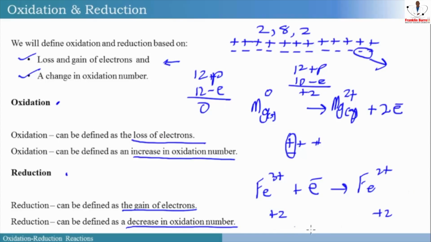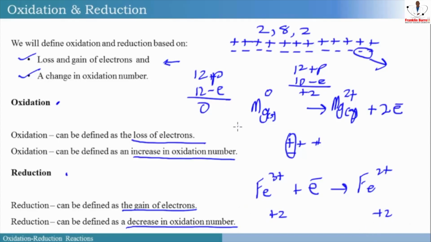Now don't get confused because you see me put in plus 2 and 2 plus and so on. Whenever you write a charge or oxidation number on the formula, you must put the number before the sign. But in a statement where I'm saying that the charge is plus 2, the sign comes before the number. So on the atom or on the element, the number comes first. But in a statement, the sign comes first.